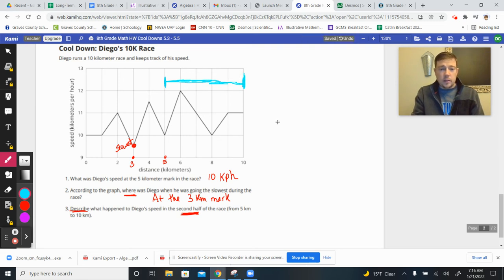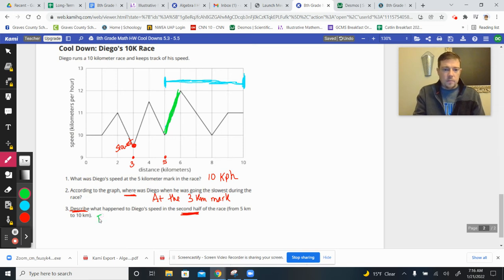He did a lot of different things. And if you look at it from the 5th to 6th kilometer, he has this section in his graph, which I'll highlight in green. Okay, this green section right here, he picks up his pace. So we're going to say from kilometer 5 to 6, he increases pace.